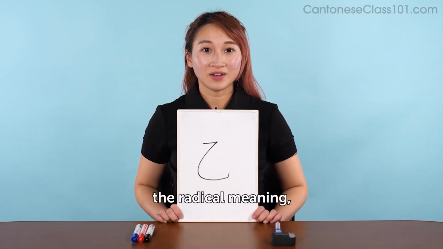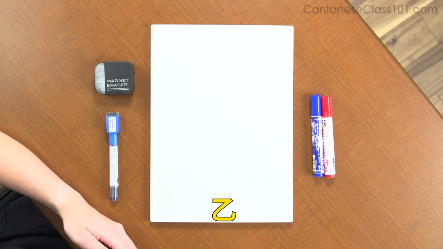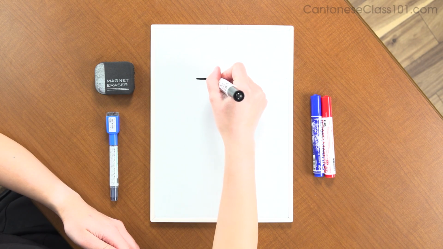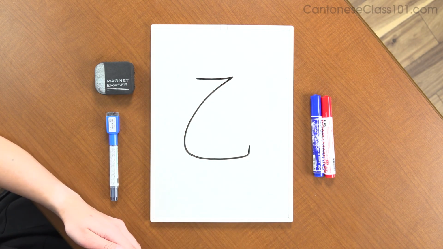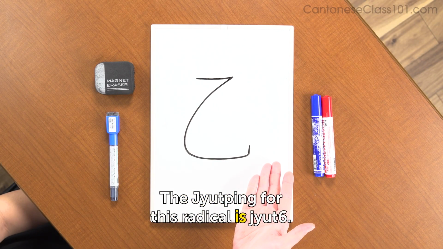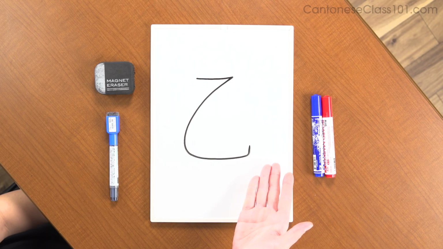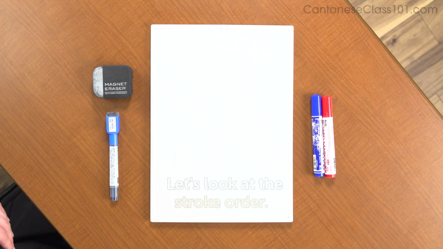Do you know how to write a radical meaning second? The Yue Ping for this radical is you. Let's look at the stroke order.